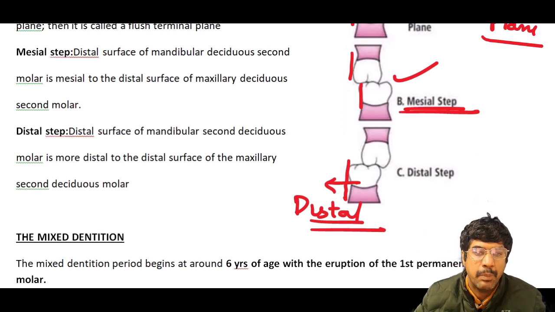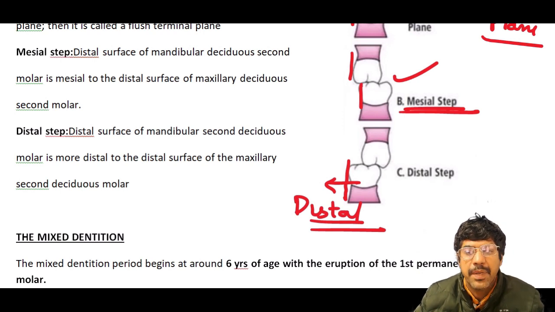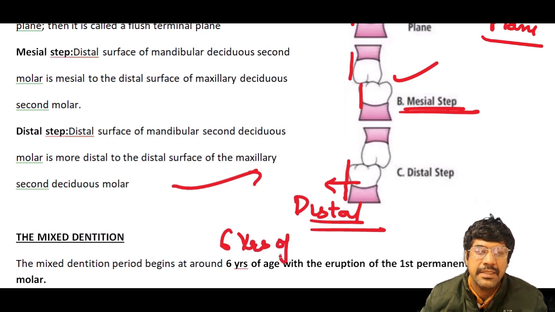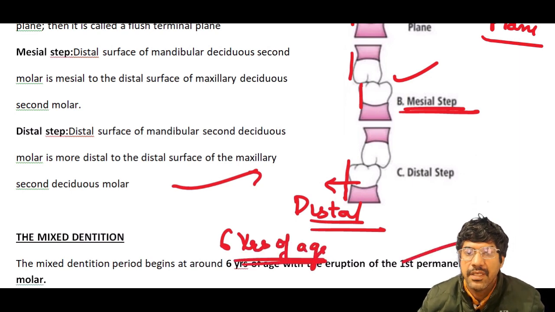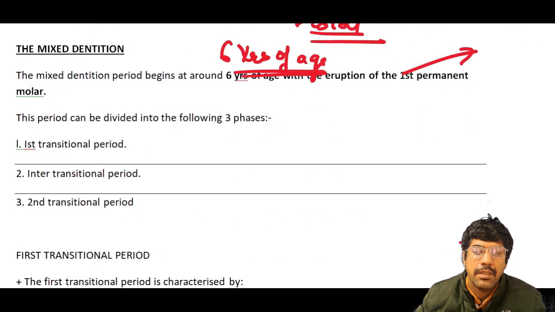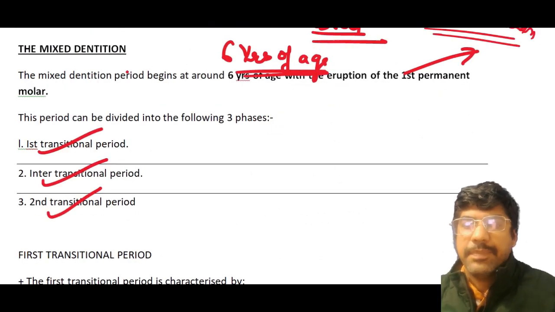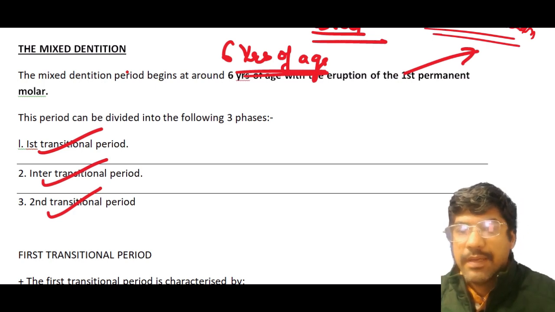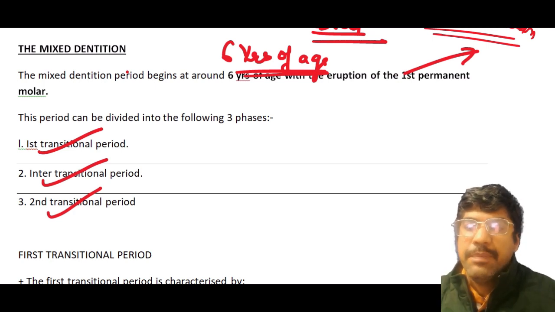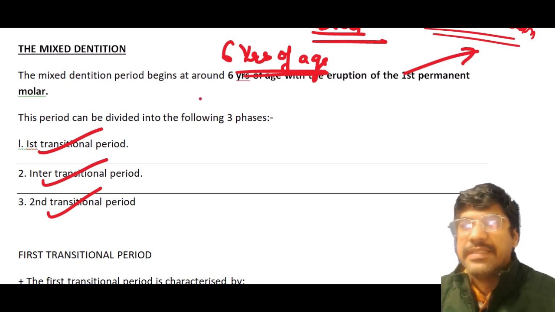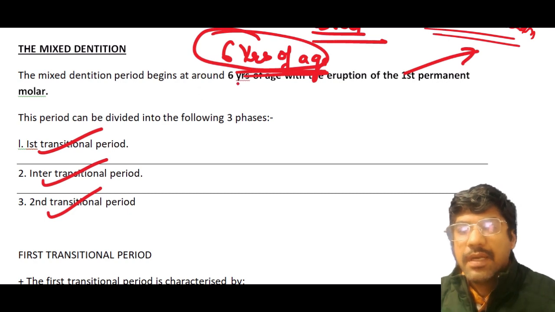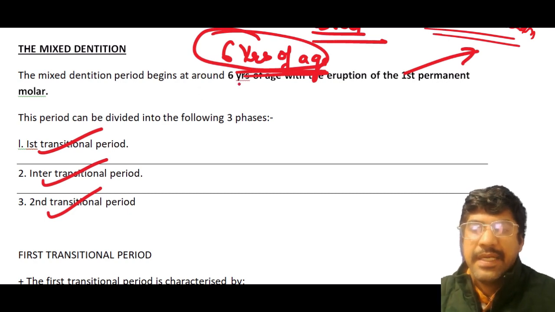It marks a phase where both the primary teeth and some permanent teeth are present in the oral cavity. It typically begins around 6 years of age with the eruption of the first permanent molar. Within the mixed dentition period, three distinct phases can be identified.